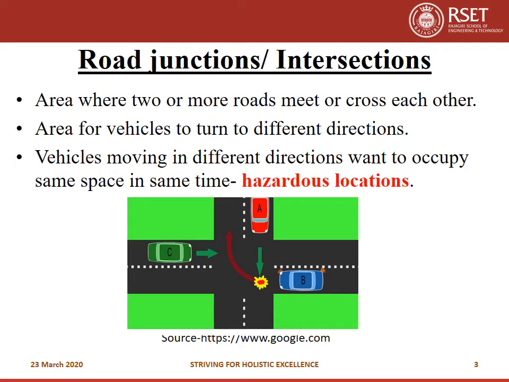Junction in a road means area where two or more roads meet or cross each other. In other words, it is an area for vehicles to turn to different directions. These are hazardous locations in highway because vehicles moving in different directions want to occupy same space in same time. Here in this figure you can see it's marked as a collision point between A and B. This is a hazardous location.